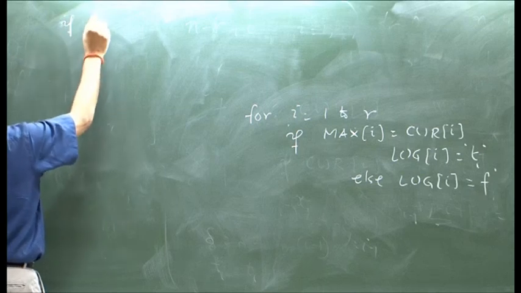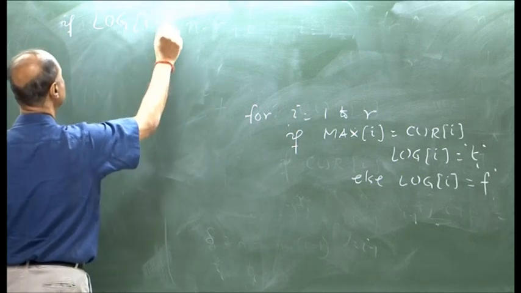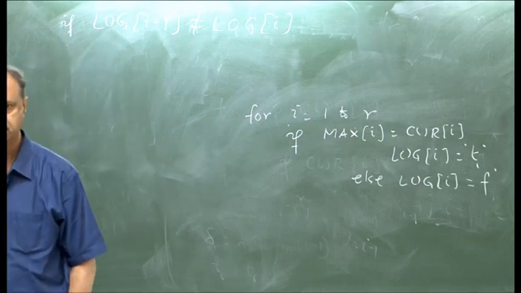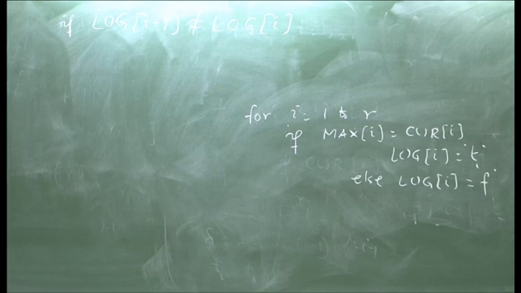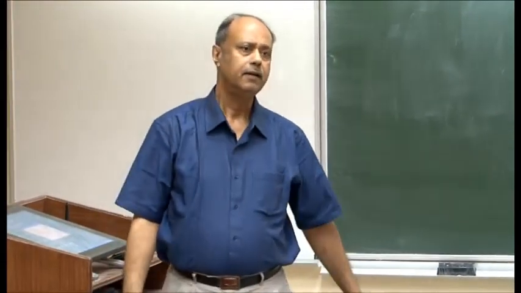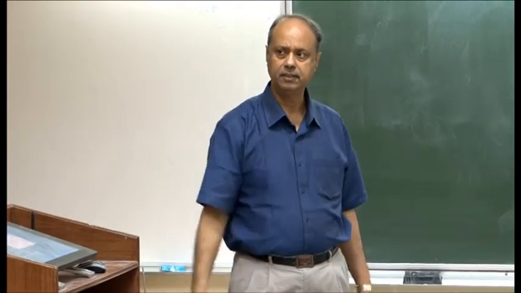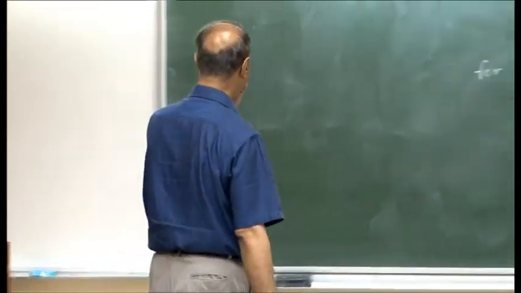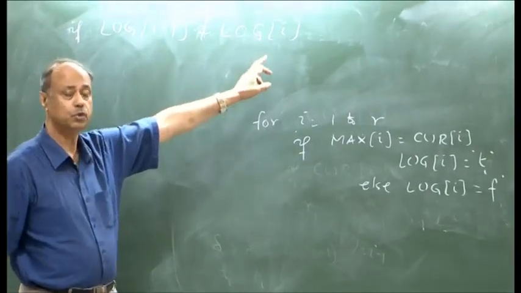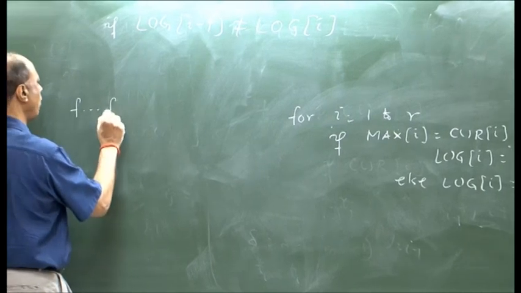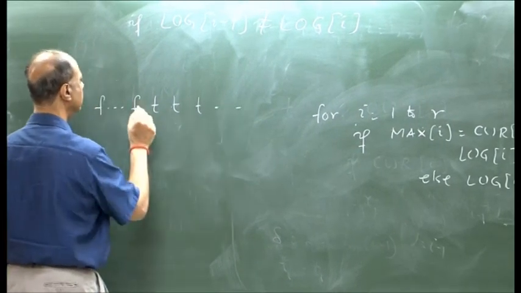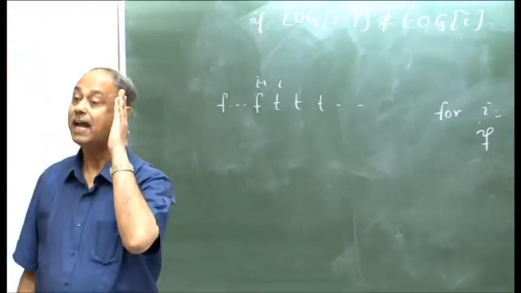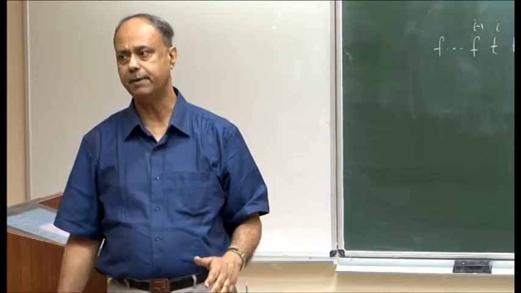Now if logical I minus 1 is not equal to logical I, what does it mean? You remember one thing, that true comes from the right to the left. False is always at the left, because I am always adjusting at the end of the combination. So it means you got several false, then here it is true, true, true, and so on. This is I minus 1 and this is I. That means from the ith position onwards you got your maximum.